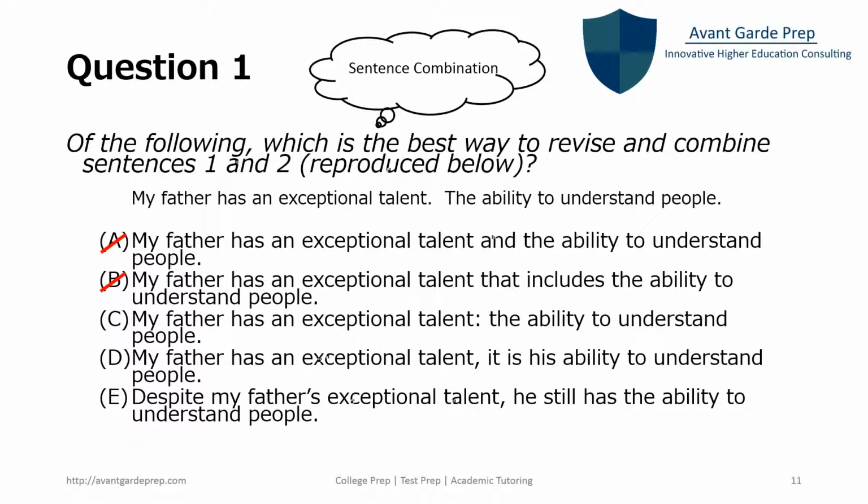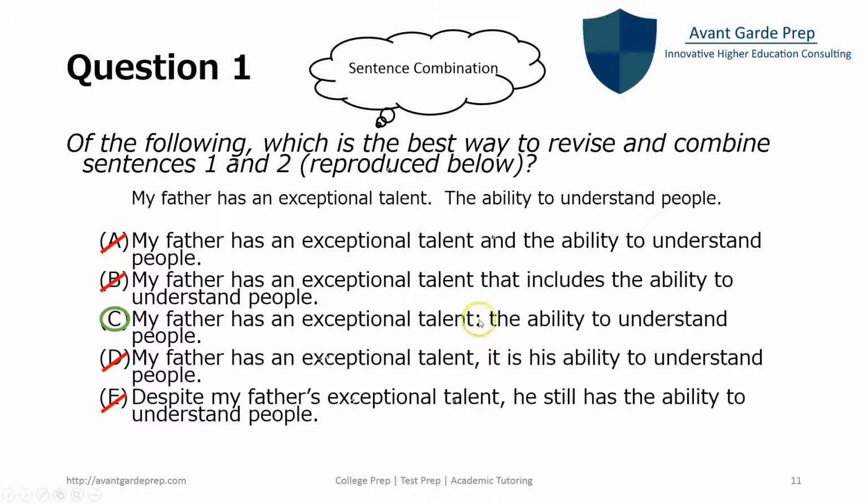My father has an exceptional talent. It is his ability to understand people. This doesn't work because you joined two independent thoughts with only a comma, and that's called a comma splice. It's incorrect. Lastly, E. Despite my father's exceptional talent, he still has the ability to understand people. This doesn't work because it contrasts the father's talent with his ability when in fact the passage shows that they are the same thing. So yes, C was the correct answer.